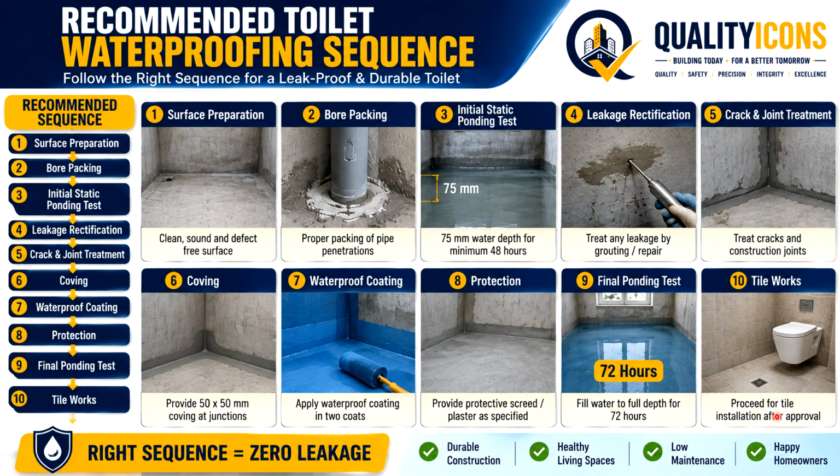Finally, tile work. Proceed with tile installation after approval. Right sequence equals zero leakage. Please see step 1, step 2, step 3, step 4, 5, 6, 7, 8, 9, 10. These 10 parameters are very important in our routine checks, inspections, or surveillance at sites. Durable construction, healthy living spaces, low maintenance, happy owners.